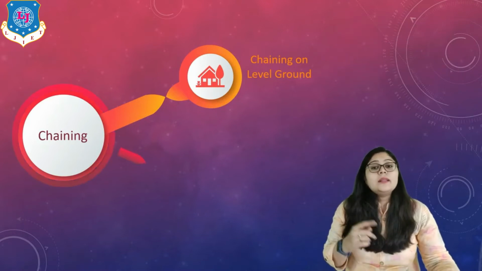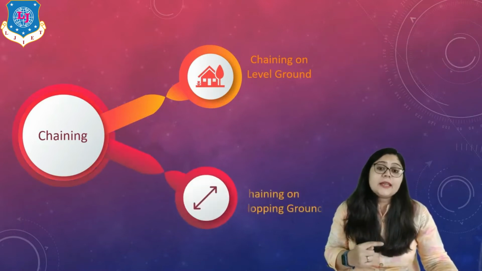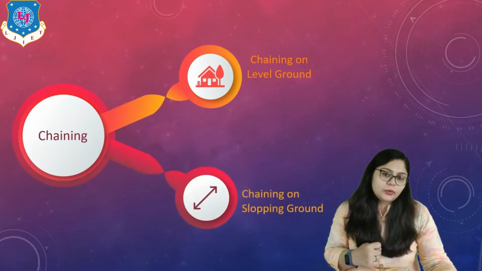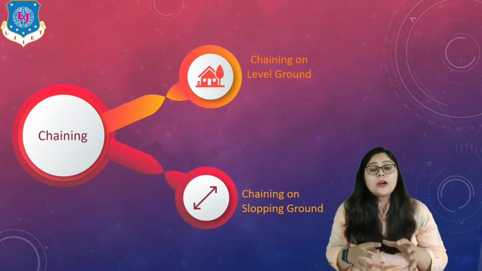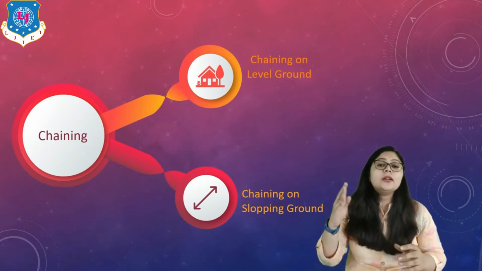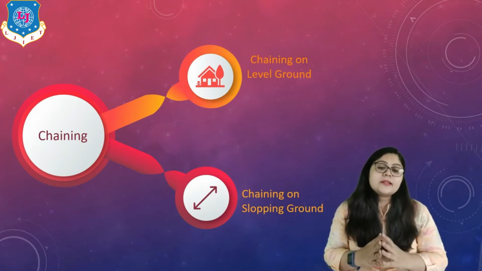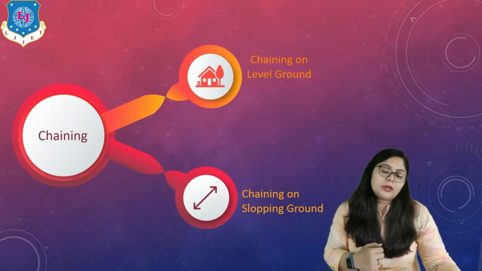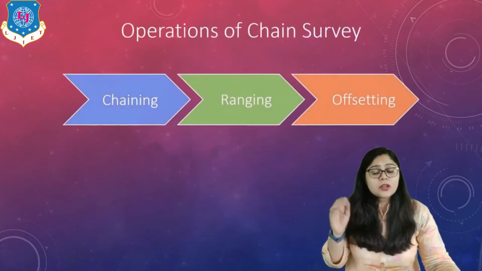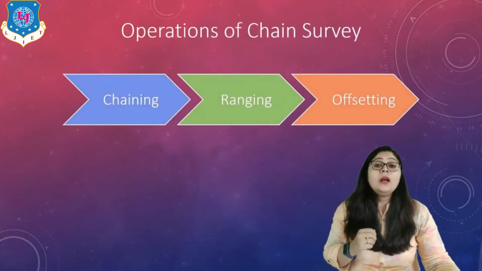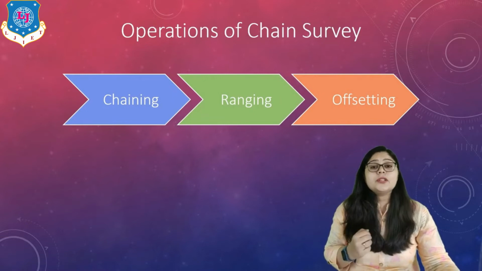So now the second type of chaining is chaining on a sloping ground. As I said, for now we are going to discuss chaining on level ground only. Then later on sometimes we will discuss the chaining on sloping ground. So now that is all about the chaining. The second term or the operation for chain surveying is the ranging.